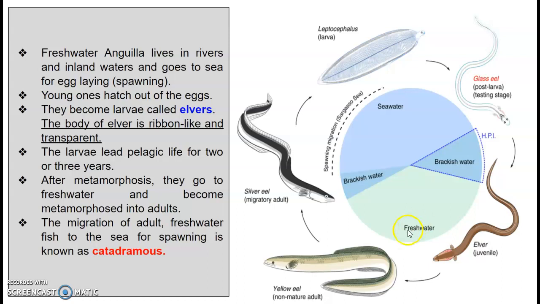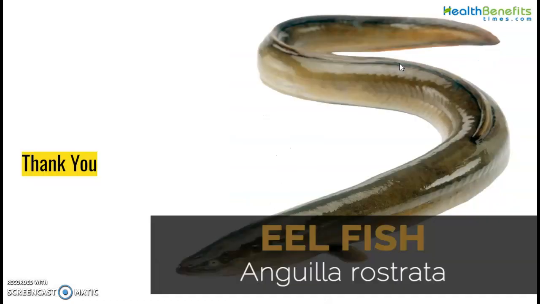This migration of adult freshwater fish to the sea for spawning is called catadromous. So here these are normally freshwater fish and they migrate to seawater for spawning, laying eggs. This phenomenon is known as catadromy. So this is the characteristic feature of the angula.